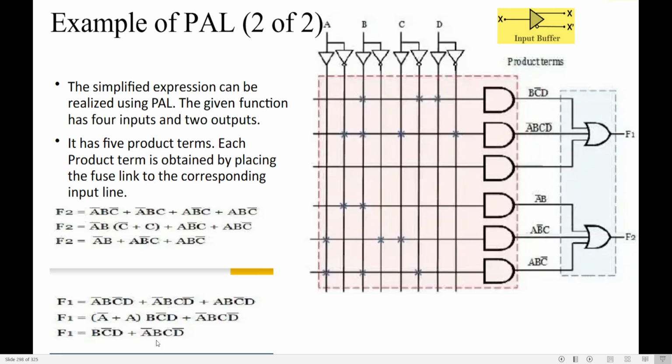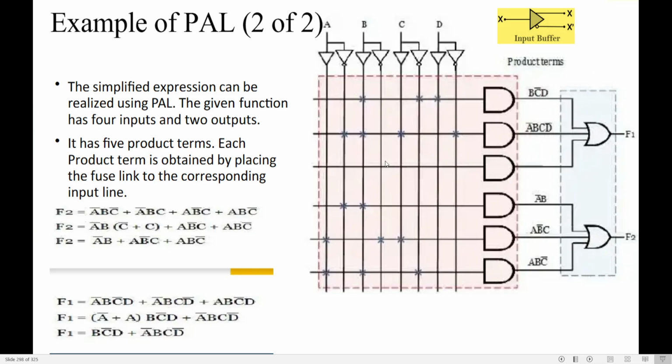So first step, I repeat, the question is to design the given Boolean functions F1 and F2 using PAL, or implement the given Boolean functions F1 and F2 using PAL. For that, first take the functions F1 and F2 and try to minimize them. After minimizing, you need to draw the implementation circuit.